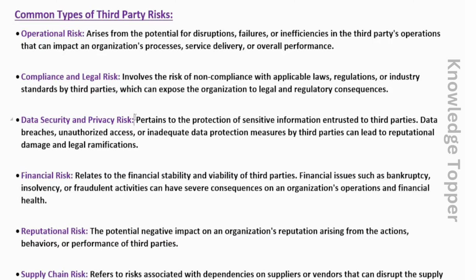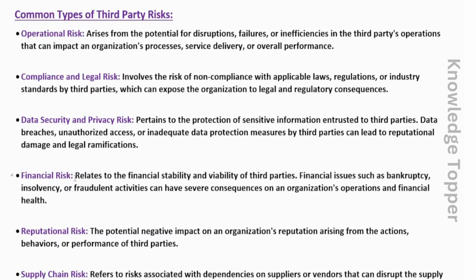Okay, the third type is data security and privacy risk. It pertains to the protection of sensitive information entrusted to third parties. Data breaches, unauthorized access, or inadequate data protection measures by third parties can lead to reputational damage and legal ramifications as well. Okay, then we have financial risk. This risk includes the financial stability and viability of third parties, like financial issues such as bankruptcy, insolvency, or fraudulent activities that can have severe consequences on an organization's operations and financial health as well. For example, if the IT service company goes bankrupt, that is an example of financial risk.